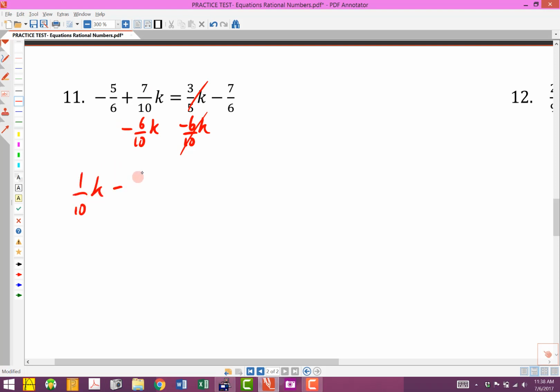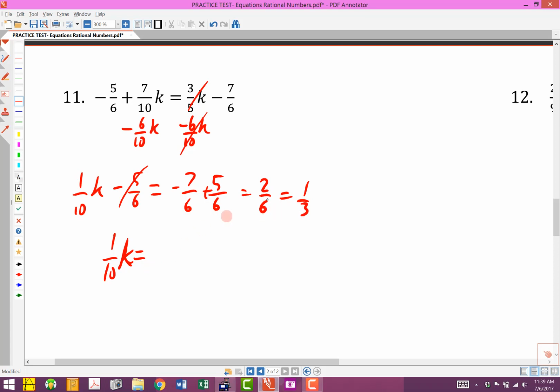And then we'd have the minus 5/6 equals negative 7/6. I'm going to add this to both sides, so we're going to add 5/6. Again, bringing it over here changes the sign of that, so we've got 1/10 k equals, let's see, negative 7/6 plus 5/6, so that's going to be negative 2/6. So if that's 2/6, that's the same as 1/3.